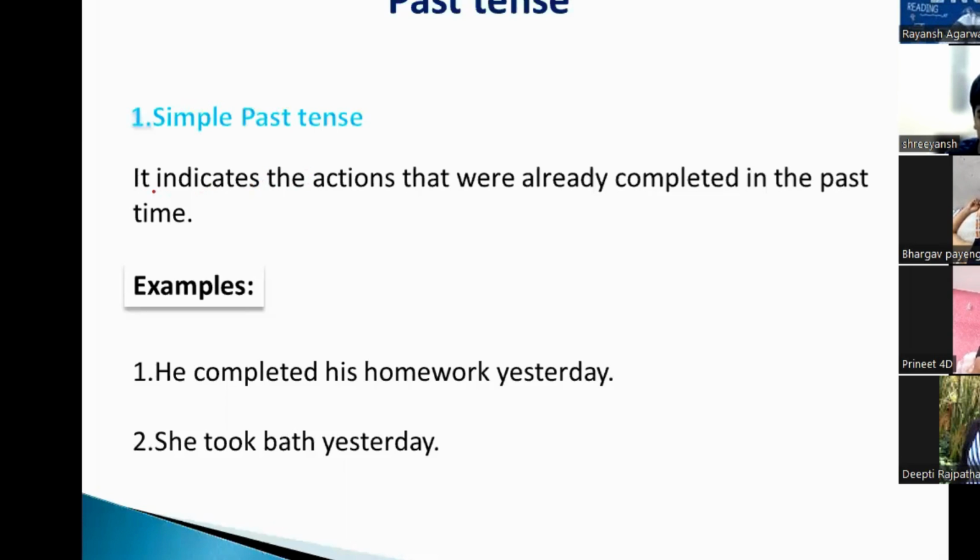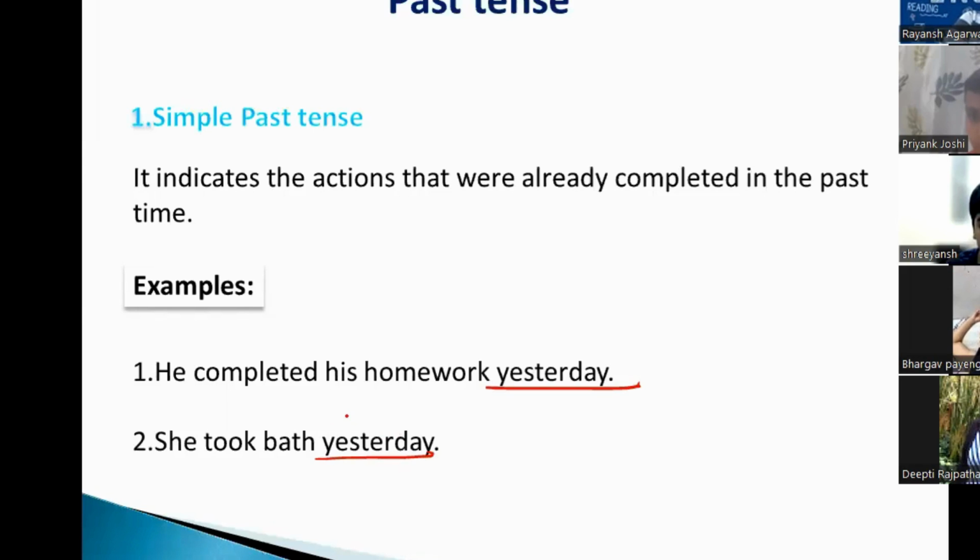Okay. So yeah, now let's continue this one. Simple past tense indicates the actions that were completed long back in past time. For example, he completed his homework yesterday, not recently, yesterday. She took bath yesterday. I completed my project last year, like that. Okay, understood, everyone?